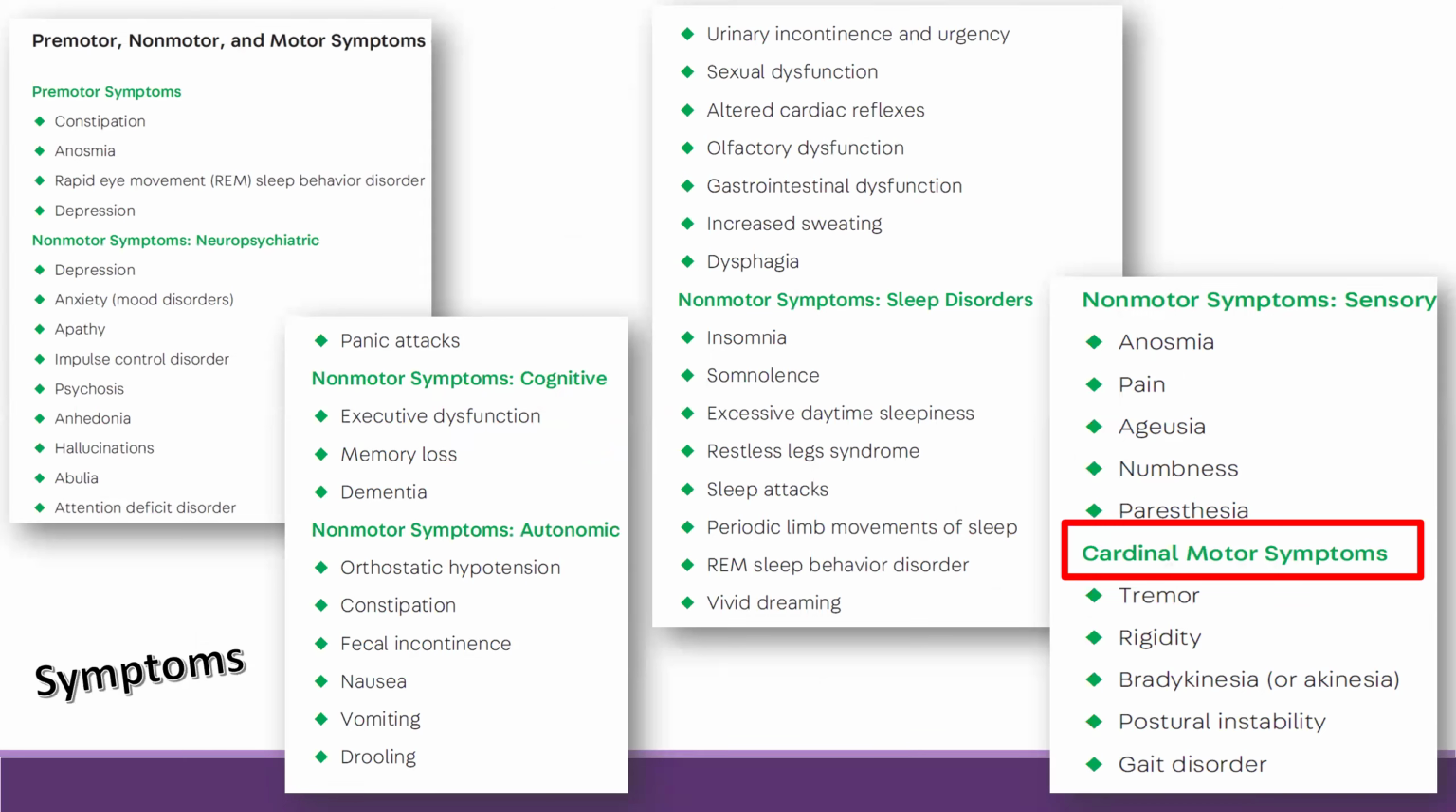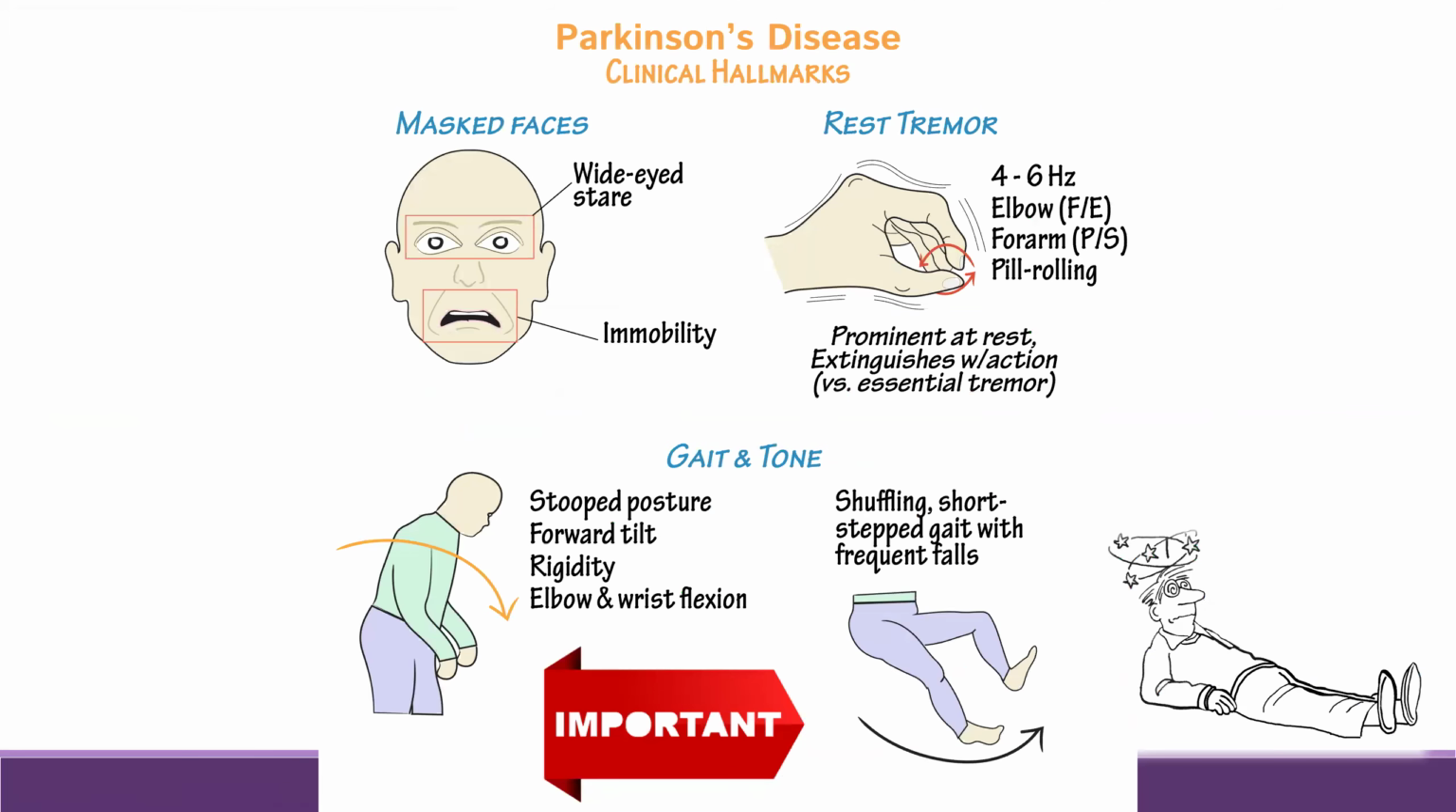So what are the symptoms of Parkinson's disease? As I mentioned before, we have the premotor, non-motor, and motor symptoms in the form of constipation, anosmia, REM sleep behavior disorder, depression, mood, cognitive, and autonomic manifestations. But the most important are the cardinal motor symptoms of tremor, rigidity, bradykinesia, postural instability, and gait disorder.